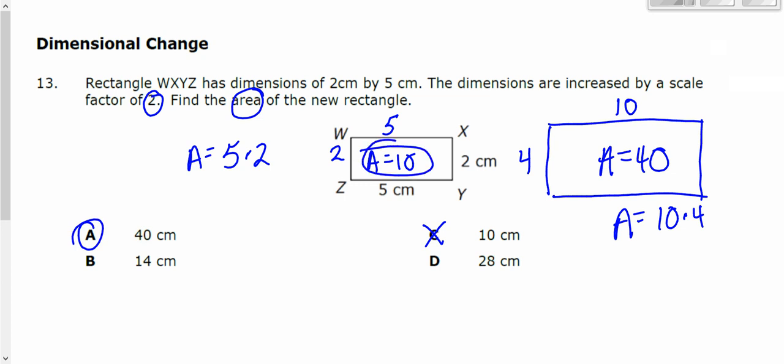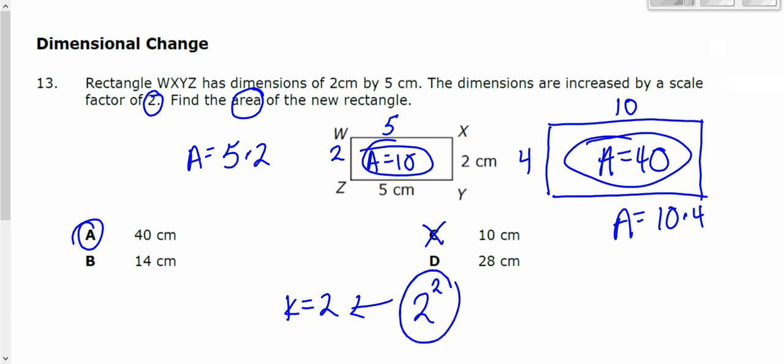So remember my scale factor is 2, but my area didn't multiply by 2, so be careful about that because a lot of people want to make that mistake. They want to take 10, multiply by 2 and get 20, which luckily is not an answer choice. But really remember my scale factor for area, we always have to square it. Only for area, so that would give me 4. So 10 times 4 is what gave me 40.